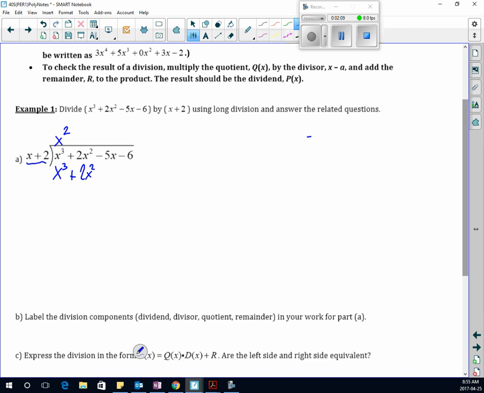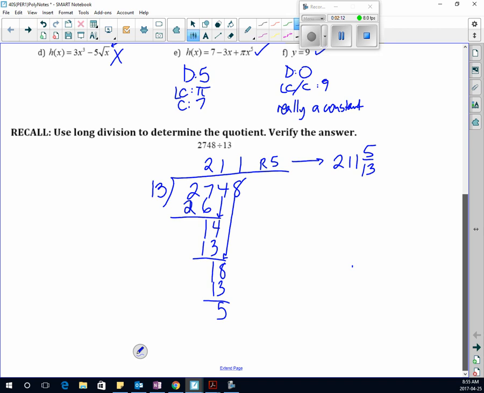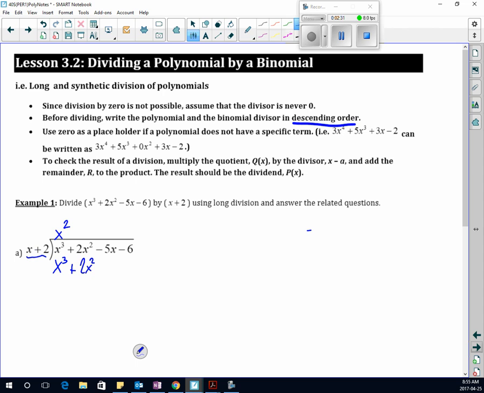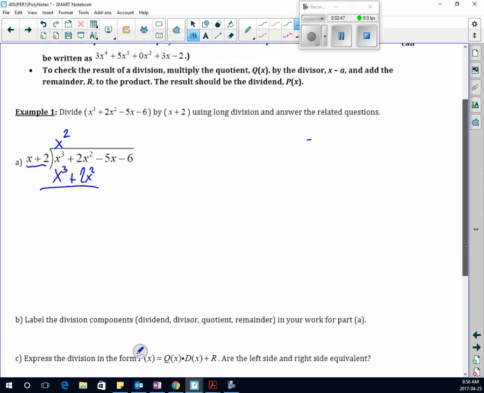I'll refresh your memory on how we do long division again. I said, how many times does 13 go into 27? It didn't really go into 27. I found the nearest thing to 27. That was the 26, right? And that's how I got the 2. So that's the same thing I'm doing over here: how many times does x go into x cubed? I said x squared. I know it's going to be something else, but I just kind of go with it. So then x squared times x plus 2 gives me x cubed plus 2x squared. Is everybody good?